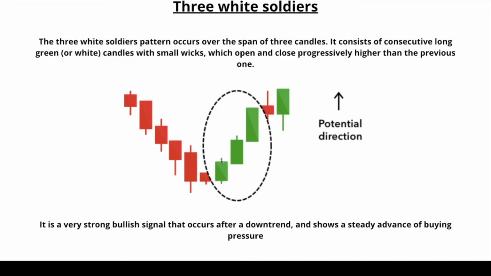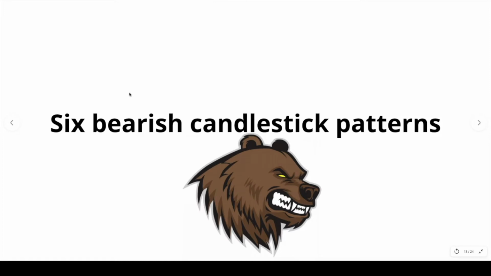The small wicks are basically representing that, at the top of the small wicks for these 2 candles, there were selling activities. But by looking at the length of the wick, you could see that clearly it was not enough to halt buying activity. So this right here, the 3 white soldiers, is our last bullish candlestick pattern, and we will be moving on to 6 bearish candlestick patterns.